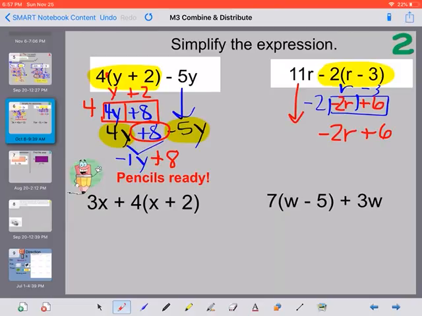But then I can't forget about this 11r out front there. We don't need these pieces anymore because we distributed, or multiplied, to get what was inside. So combining our like terms, 11r minus 2r, 11 minus 2 is 9r, and then plus 6. We just rewrote that piece and combined these two, 9r plus 6. I would like for you to try these two down at the bottom on your own.